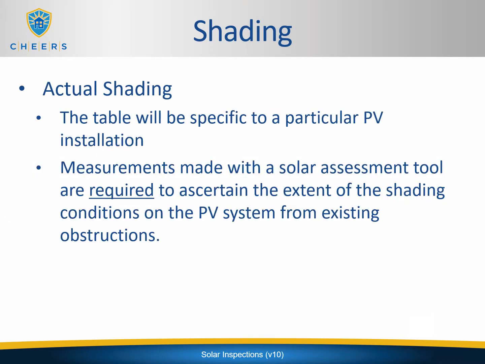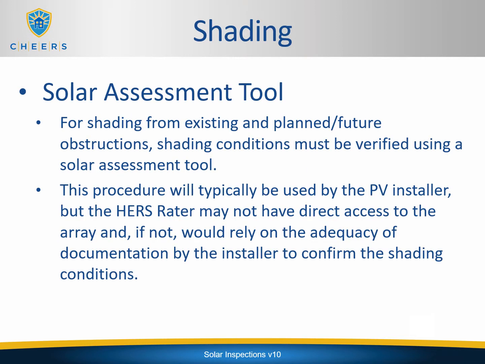The table will be specific to a particular PV installation. Measurements made with a solar assessment tool are required to ascertain the extent of the shading conditions on the PV system from existing obstructions. For shading from existing and planned or future obstructions, those shading conditions must be verified using a solar assessment tool. This procedure will typically be used by the PV installer, but the HERS rater may not have direct access to the array and, if not, would rely on the adequacy of documentation by the installer to confirm the shading conditions.